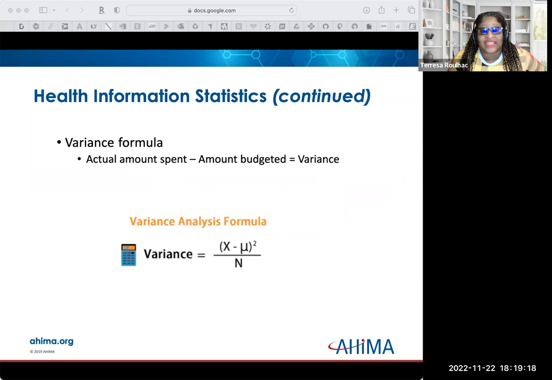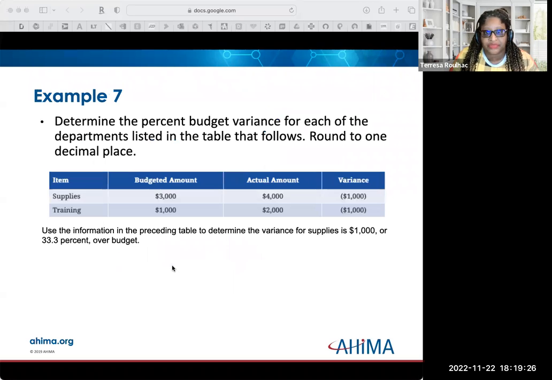Now, we look at the variance formula. You have your actual amount spent minus amount budgeted equals your variance. Pretty simple chart. I love it. Here we're determining the percent budget variance for each of the departments listed in the table that follows, rounded to 1 decimal place. So we're looking at supplies. We budgeted for 3,000, but we actually spent 4, so we're in the hole 1,000 on that particular one. And then in training, we budgeted for 1,000, but we spent 2.